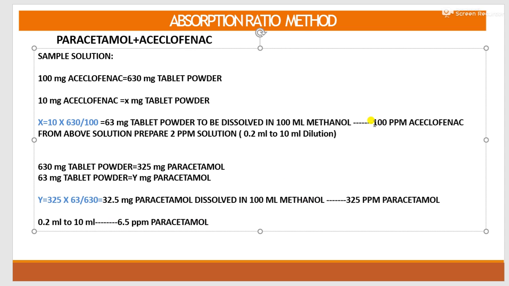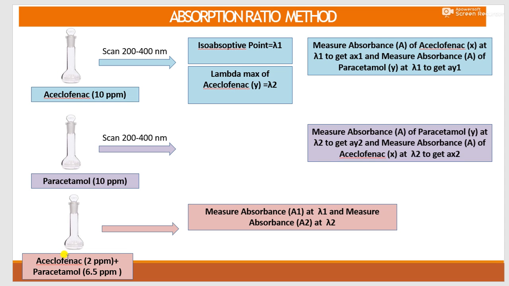Now a very important point: when you prepare the 100 ppm aceclofenac solution, filter it and then go for dilution. Here also, when the tablet powder is dissolved, the API will dissolve in methanol. Some tablet excipient will be there in the solution, so you have to remove that by filtration and then do further dilution to get 2 ppm of aceclofenac and 6.5 ppm of paracetamol. So you have three solutions with you: aceclofenac 10 ppm, paracetamol 10 ppm.